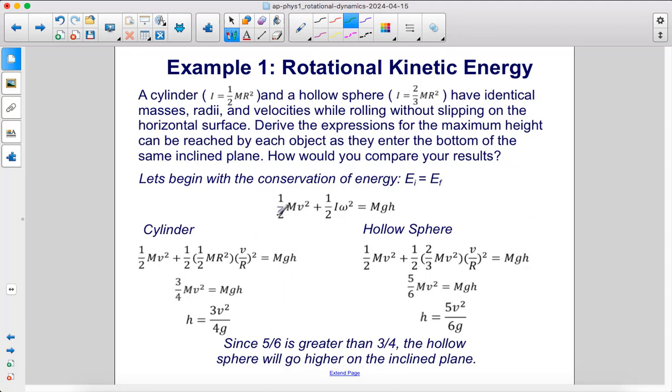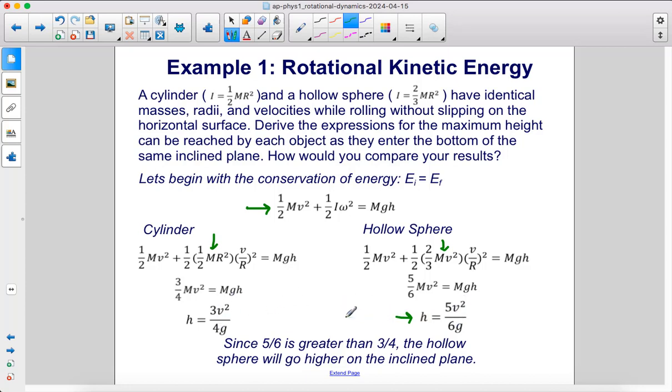All right, so we start out with the same conservation of energy equation as before. The initial energy of the object must be equal to the final energy. Initially, the objects are rolling with translational velocity, so they have both forms of kinetic energy, and at the end, all of that energy is going to be converted into gravitational potential energy. So the only difference down here is the moment of inertia of each object. When you simplify the algebra, you get that the hollow sphere will end up higher up on the ramp than the cylinder, because 5/6 is greater than 3/4.